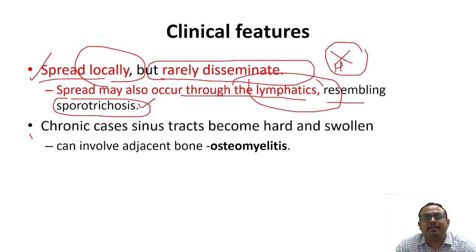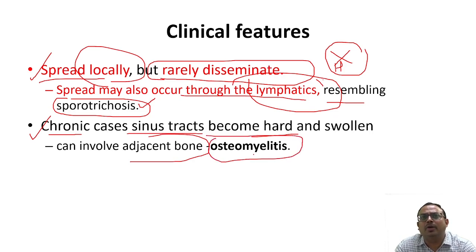In some of the chronic cases, the sinus tract may become hard and swollen, and ultimately may sometimes erode the overlying bone and complicate to a condition of osteomyelitis. So the complication of mycetoma can be osteomyelitis, although not asked in this question, but it may be an important clue. It should be noted.